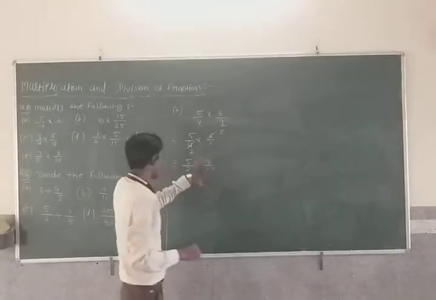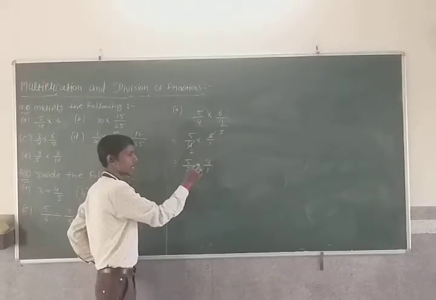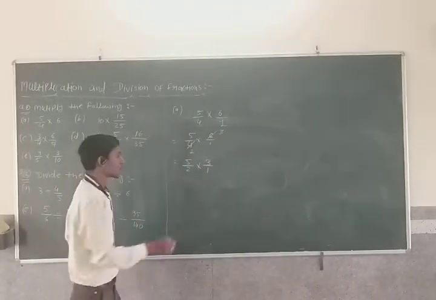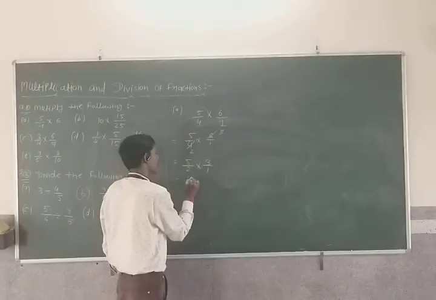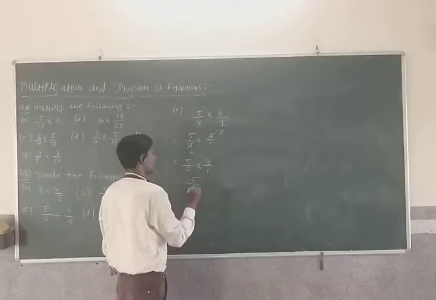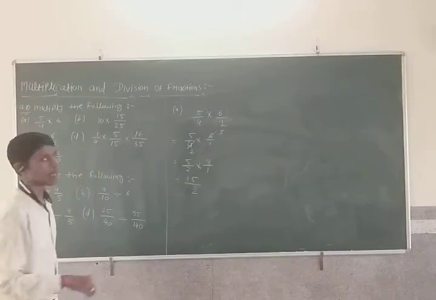Now we cannot simplify it more. None of this can be simplified. So 5 3s are 15 and 2 1s are 2. That will be your answer, 15 upon 2.